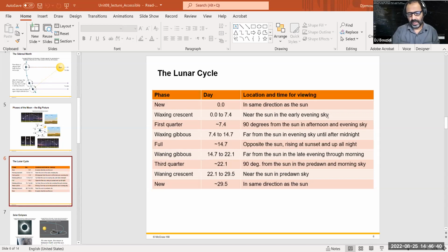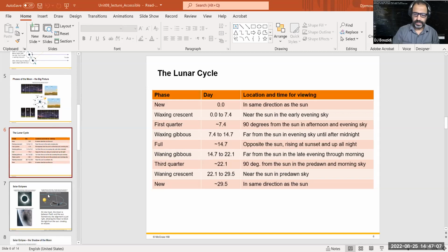Near the sun in the early evening sky. First quarter, 90 degrees from it, so they make a 90 degree angle at that point. Waxing gibbous is far from the sun in the evening sky until after midnight. Full, around 15 days, basically, opposite to the sun, rising at sunset and up all night. Waning gibbous, third quarter. So all of these explain everything I was talking about earlier.